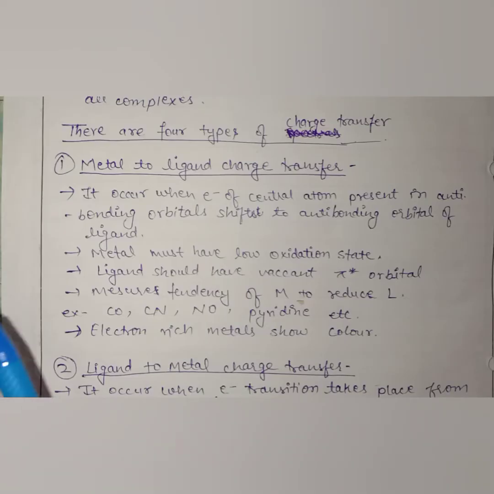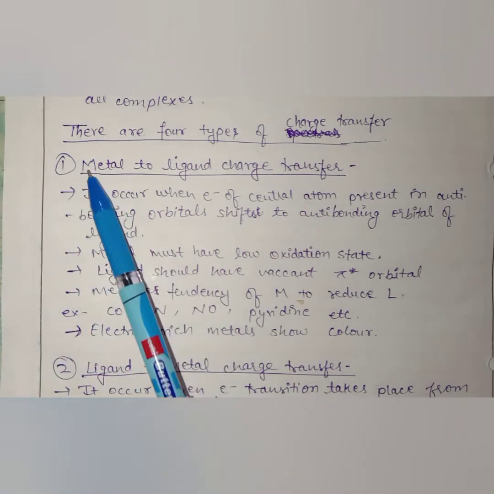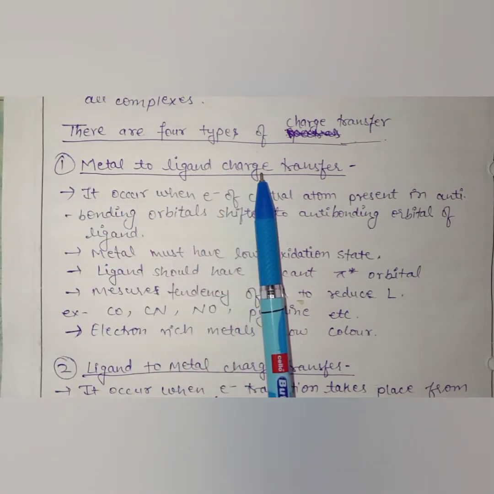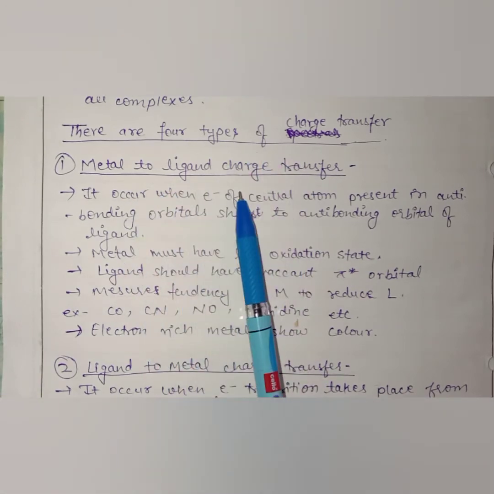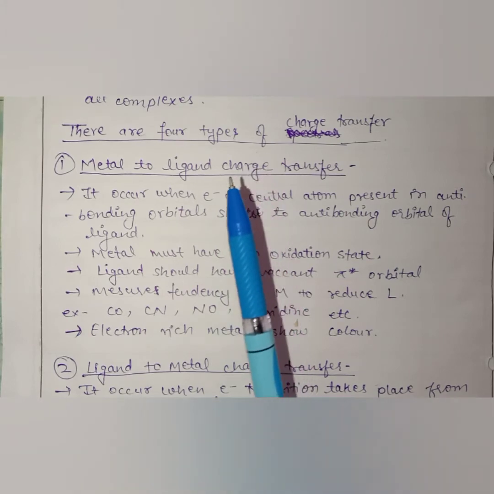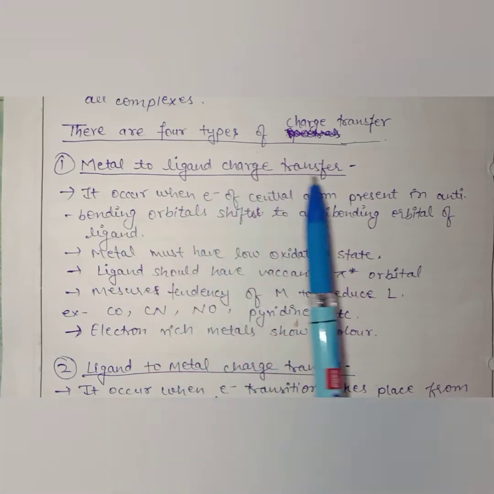There are four types of charge transfer: metal to ligand charge transfer, ligand to metal charge transfer, metal to metal charge transfer, and ligand to ligand charge transfer. So let us start with metal to ligand charge transfer.